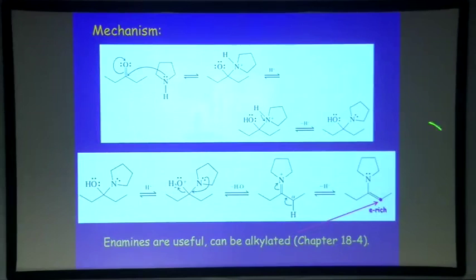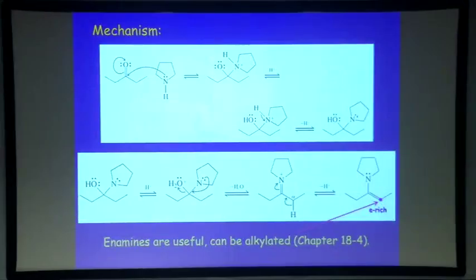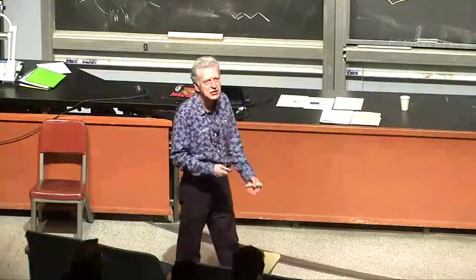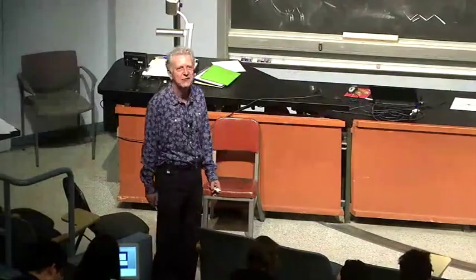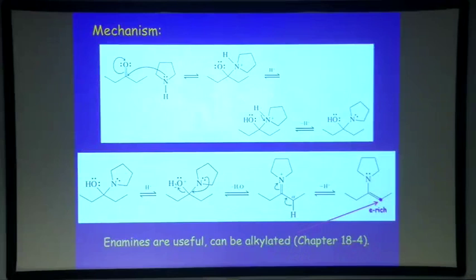And one of the useful aspects of this that we'll see in chapter 18 is that this electron pair can donate into the double bond. You write another resonance form where this pair goes in here, and this electron pair goes out to make positive nitrogen and negative carbon, meaning that this carbon is electron rich. And it's sufficiently electron rich for haloalkanes to actually undergo SN2 reactions with this carbon, a very unusual situation. So that's why they're useful. So that's what happens with secondary amines.